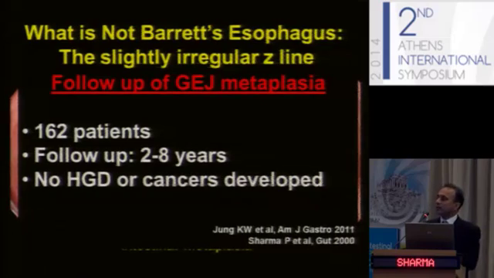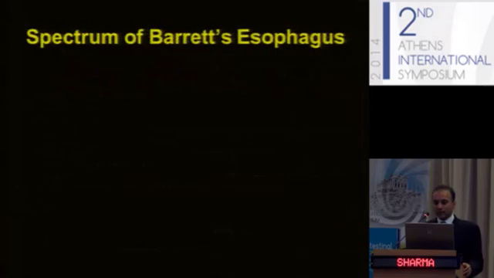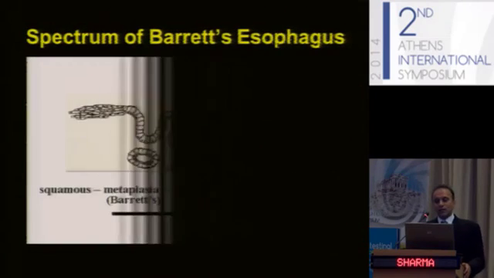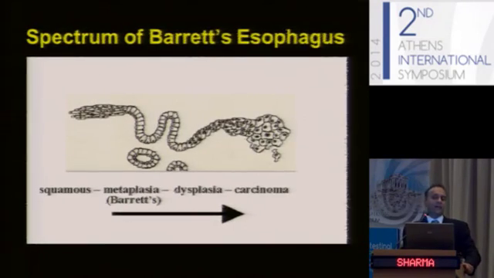So equally important is avoiding mislabeling a patient with Barrett's esophagus, and you should try to avoid biopsying a normal squamocolumnar junction or an irregular Z-line. How about diagnosing dysplasia and adenocarcinoma?